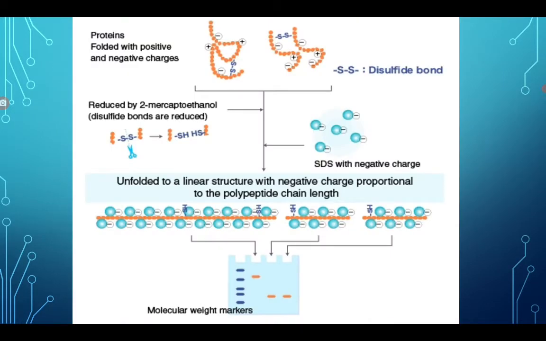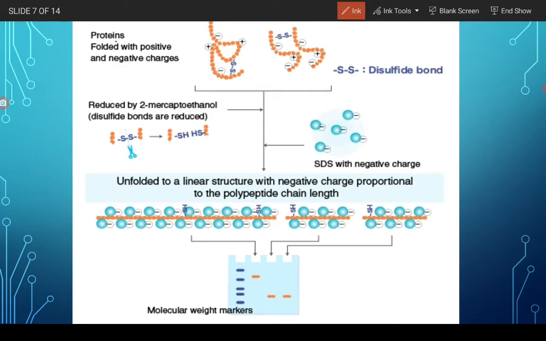Let's see the figure. So this is the figure. You can see protein folded with positive and negative charges. This is the protein in its tertiary structure. They're folded and there are disulfide bonds among it. You see disulfide bonds. These are the disulfide bonds. These are the protein molecules.